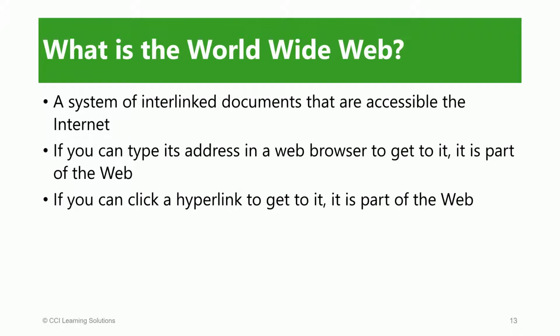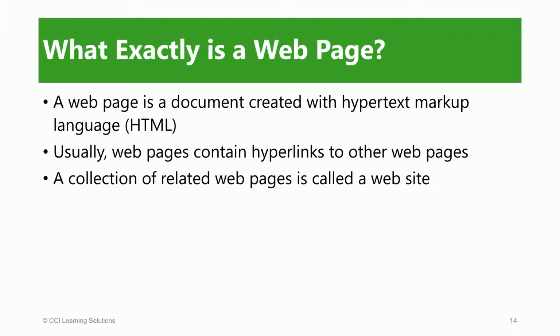The World Wide Web is a system of interlinked documents that are accessible via the Internet. If you can type its address in a web browser to get it, it is part of the web. If you can click a hyperlink to get to it, it is part of the web.